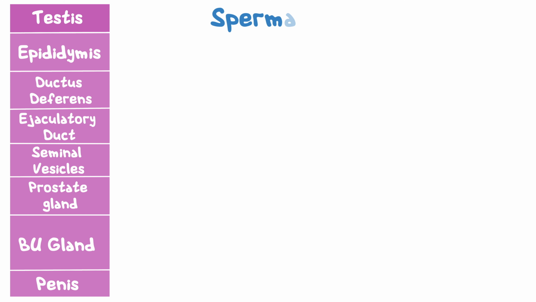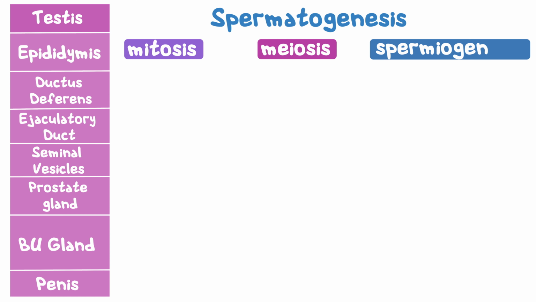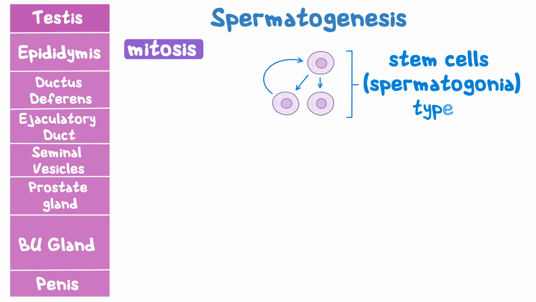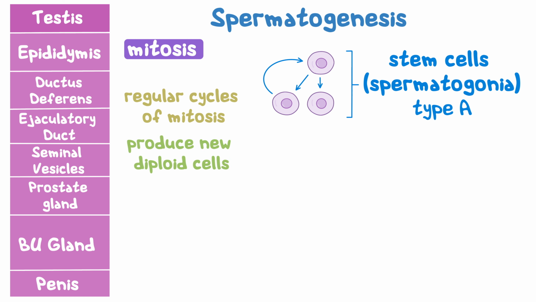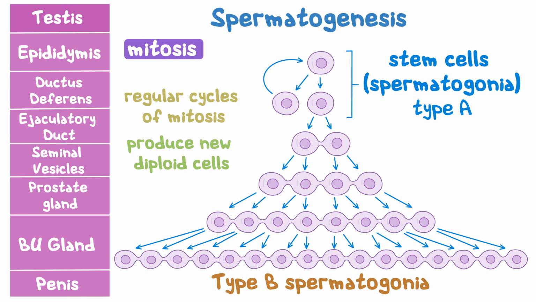The formation of spermatozoa may be divided into three stages: mitosis, meiosis, and spermiogenesis. Those stages begin at about puberty and continue throughout life. In the mitosis stage, stem cells, spermatogonia, at the base of the germinal epithelium undergo a regular cycle of mitosis and produce new diploid cells. That is, cells contain the normal number of chromosomes.